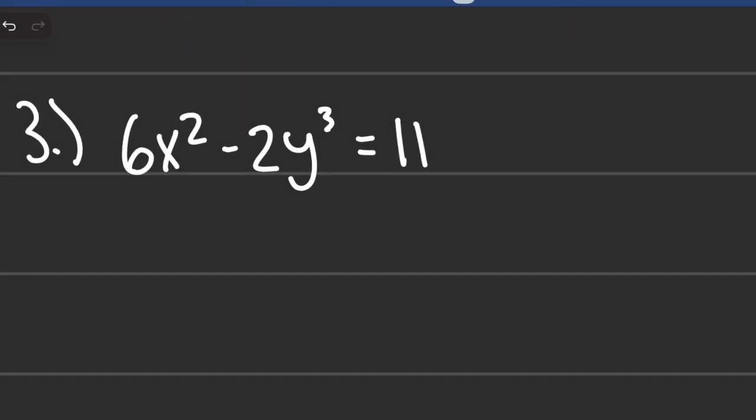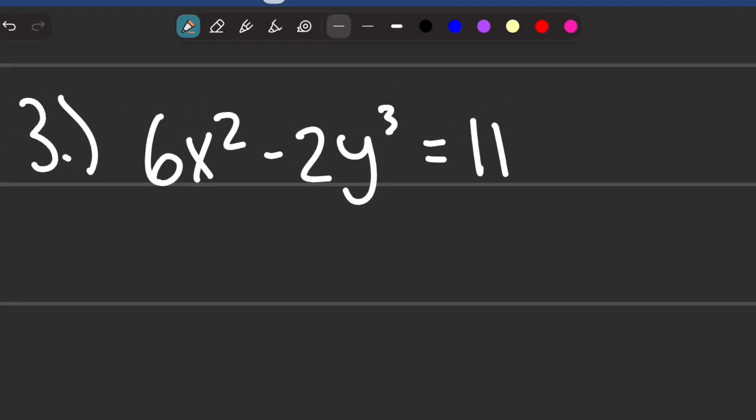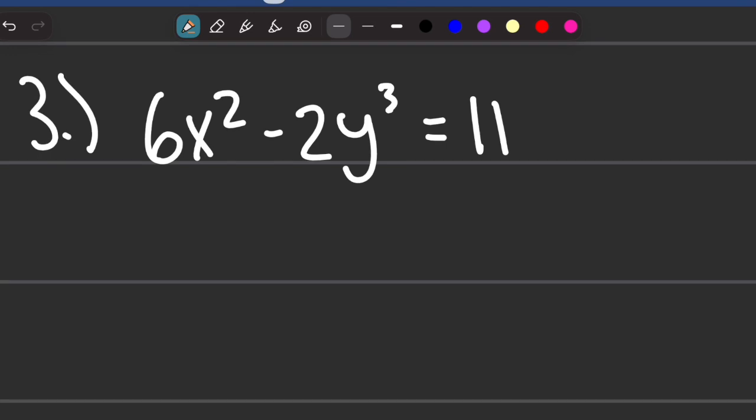Alright, so number 3. So we have 6x squared minus 2y cubed equals 11. And the steps are the exact same as the previous two problems. We're going to start off by finding the derivative of both sides of the equation. So again, I encourage that you write this problem in your notebook, try to solve it, pause the video, and then come back to it once you have solved it, and we'll go through it together and see if you got it right. Alright, so now that you've hopefully tried this problem, let's go ahead and go through it together.